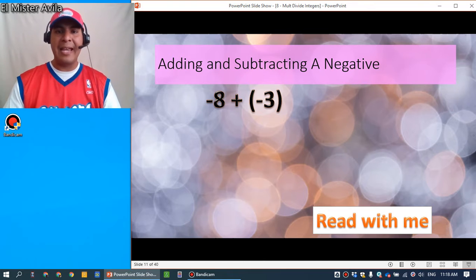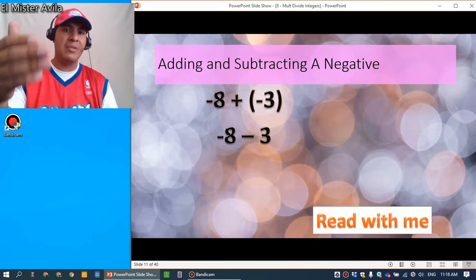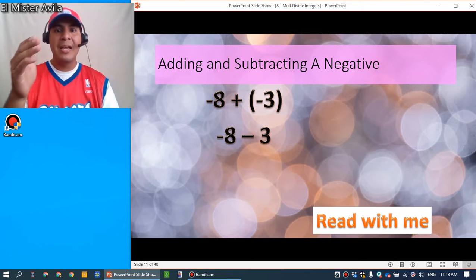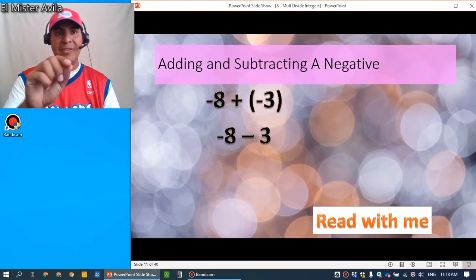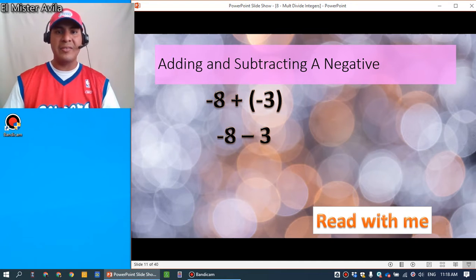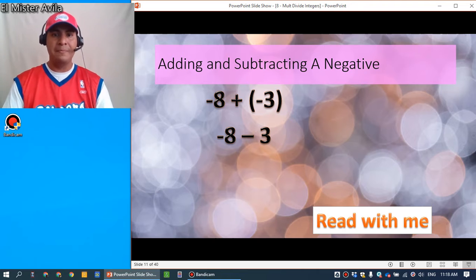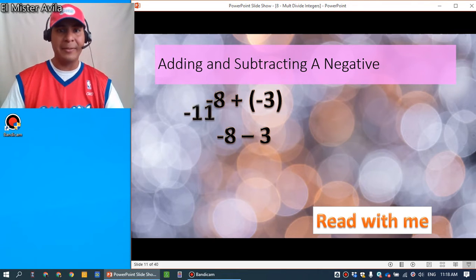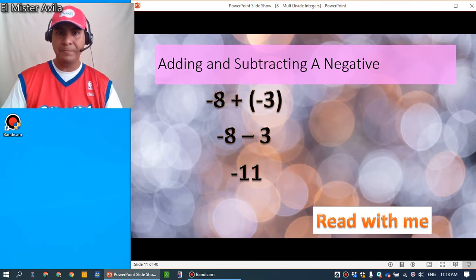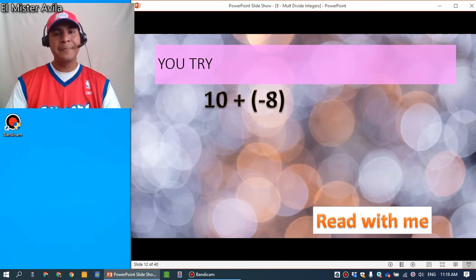Negative 8 plus negative 3, adding a negative, same rule. Adding a negative is the same as subtraction. So we result in negative 8 minus 3 as an equivalent statement to negative 8 plus negative 3. Now negative 8 minus 3, we have all negatives. 8 negatives, if you noticed in the previous lesson, and 3 negatives, we add them all up together. Signs are the same, we add them all up and keep the sign. We get negative 11.